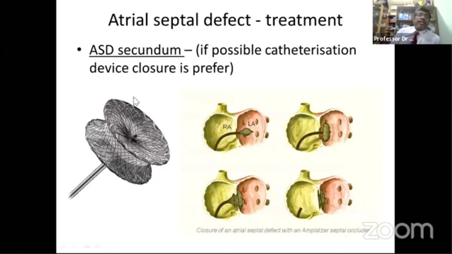So this is the device that we can use to close the atrial septal defect, and this is the way we easily close it. This is the atrial septal secundum type, this is the right atrium, this is the left atrium, and this is the closure device, and with this closure device usually we close the atrial septal defect. This is the Amplatzer septal occluder. This is called the Amplatzer septal occluder, and this is usually used in case of secundum type.